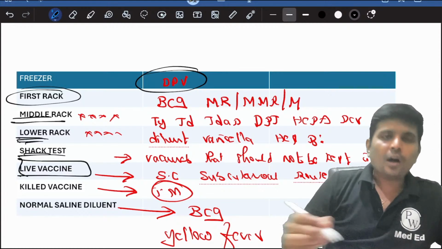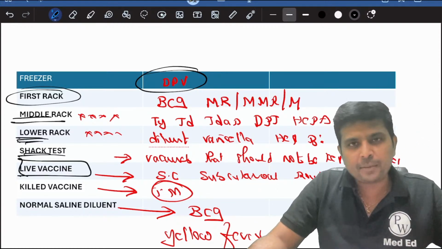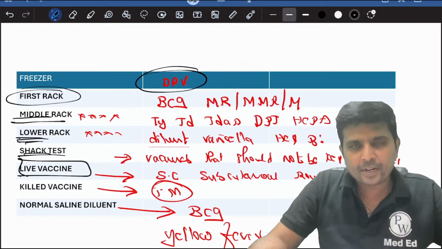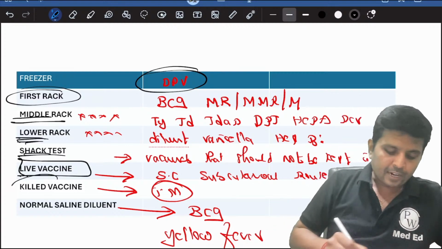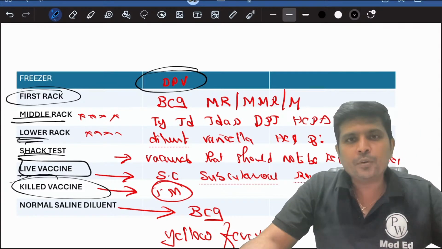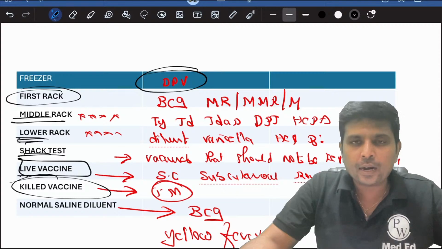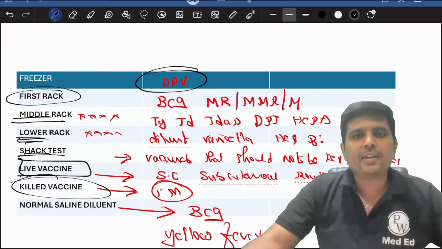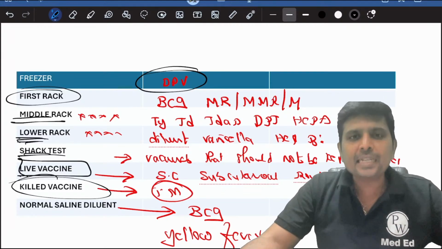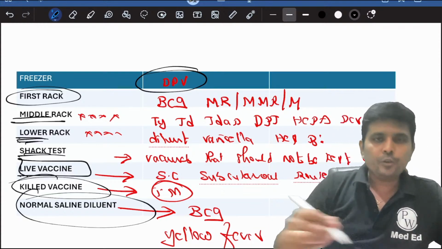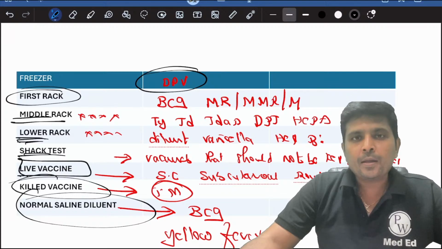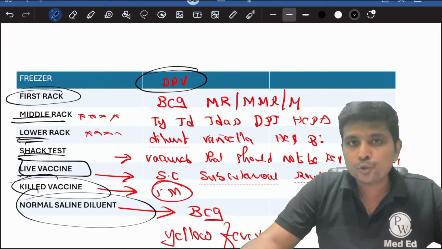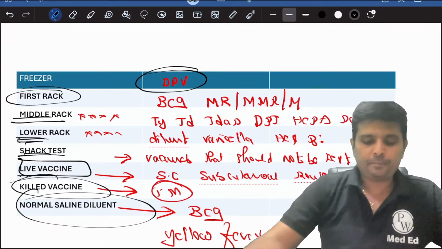All live vaccines should be given subcutaneously: BCG, MMR, hepatitis A, varicella, influenza. These live vaccines should be given by the subcutaneous route. Whereas killed vaccines such as your pentavalent vaccine, or a subunit vaccine, or a conjugate vaccine like pneumococcal, should be given intramuscularly in the thigh. Usually you use sterile water for all purposes, but for BCG and yellow fever you use normal saline as a diluent.